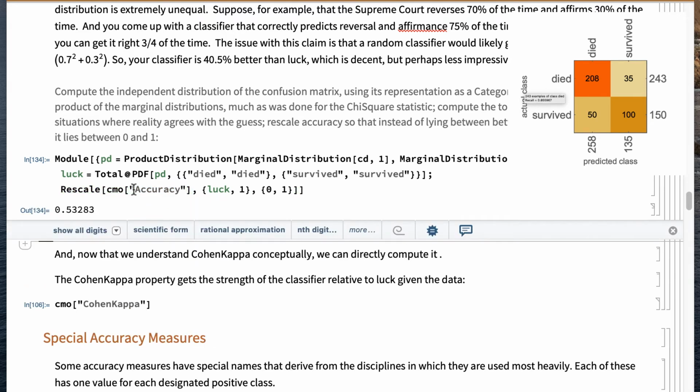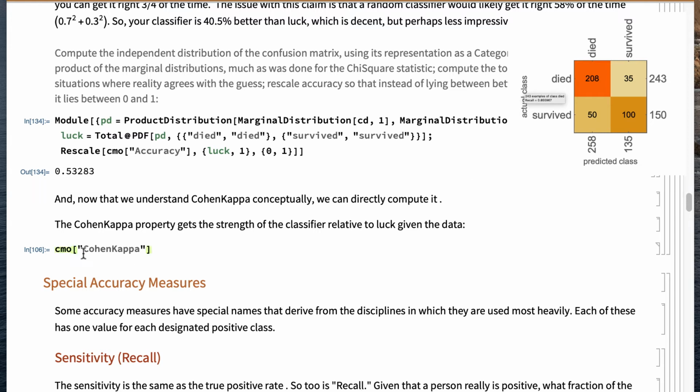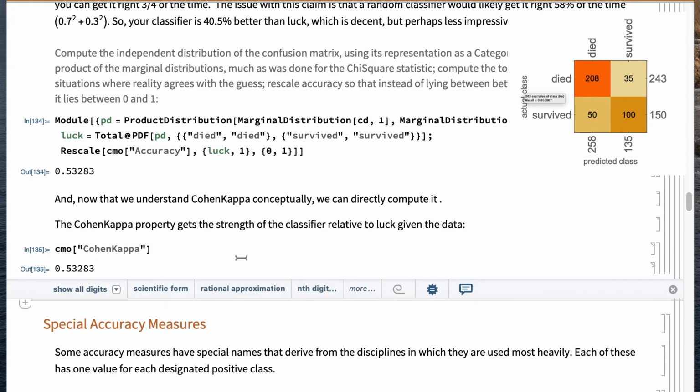So if we do that, we get 0.53283, which is, well, that's not bad. And then let's just make sure what Mr. Wolfram thinks the Cohen-Kappa property is of our classifier measurements object. And thank goodness, after all that discussion, it's the same.